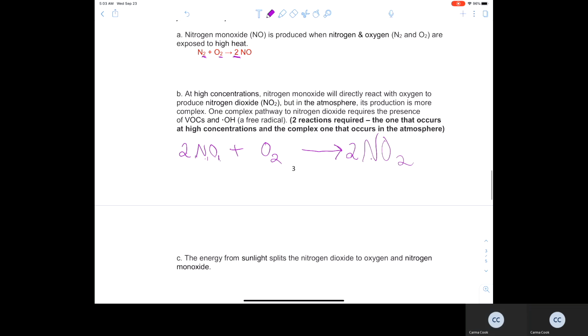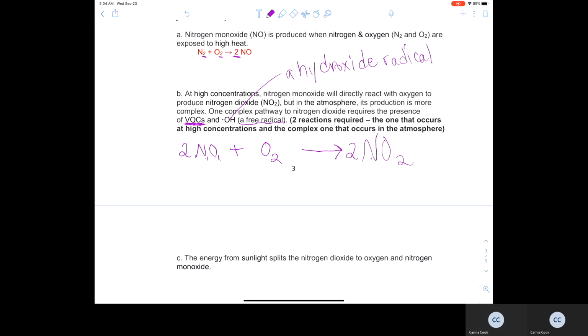And so the problem says that one complex pathway to nitrogen dioxide requires the presence of volatile organic compounds. That's what this VOCs stand for. And you should have read about this in chapter 2. So this complex pathway involves VOCs and the little dot plus OH. That's a hydroxide free radical. OH is the symbol for the polyatomic anion hydroxide. And then having that little dot in front of it means that it's a radical compound. That's all you need to know about that right now.